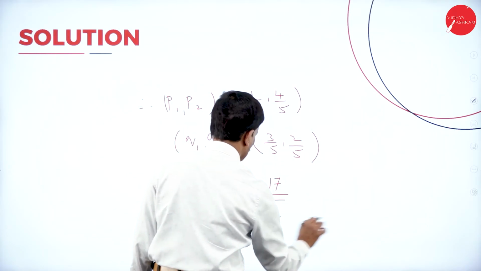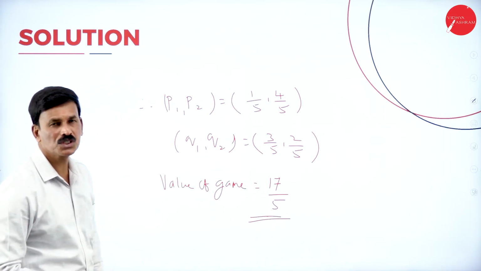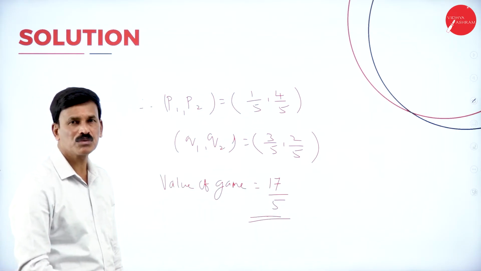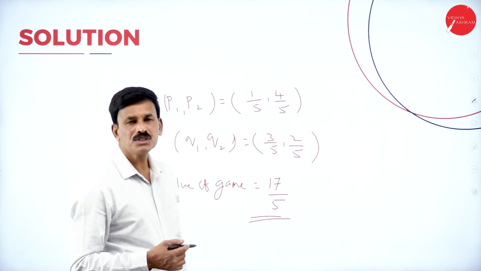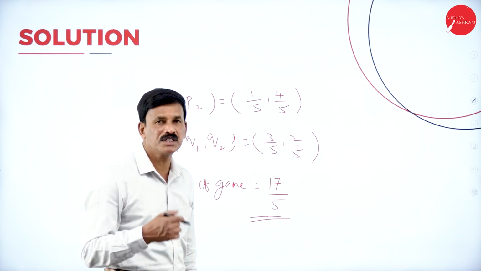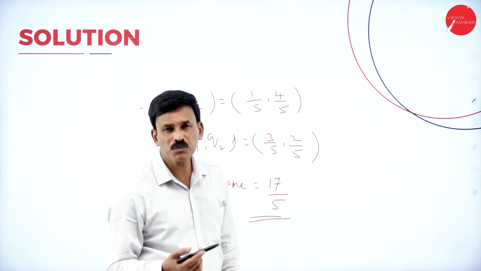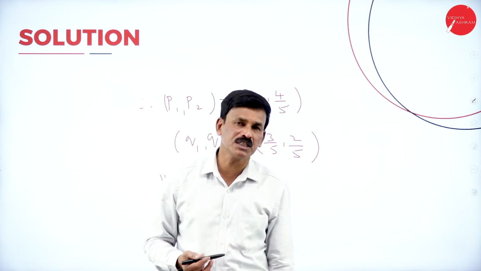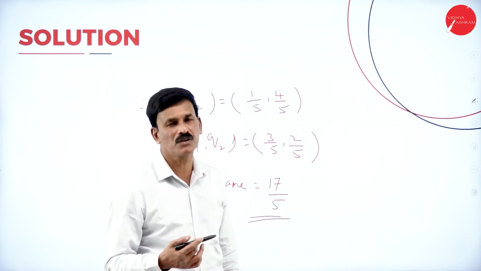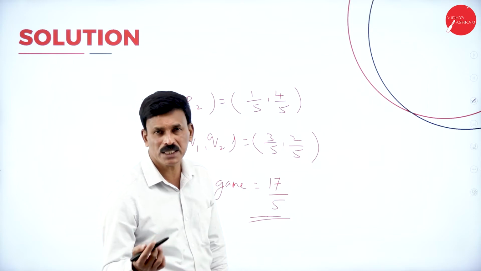17 divided by 5 is the value of the game. This is how we are going to solve this type of problems. Since this is a positive value, the strategy is advantage for the player A. If it is positive, it is advantage for the player A. If it is negative, the strategy is advantage for the player B. So since it is positive, therefore it is advantage for the player A.